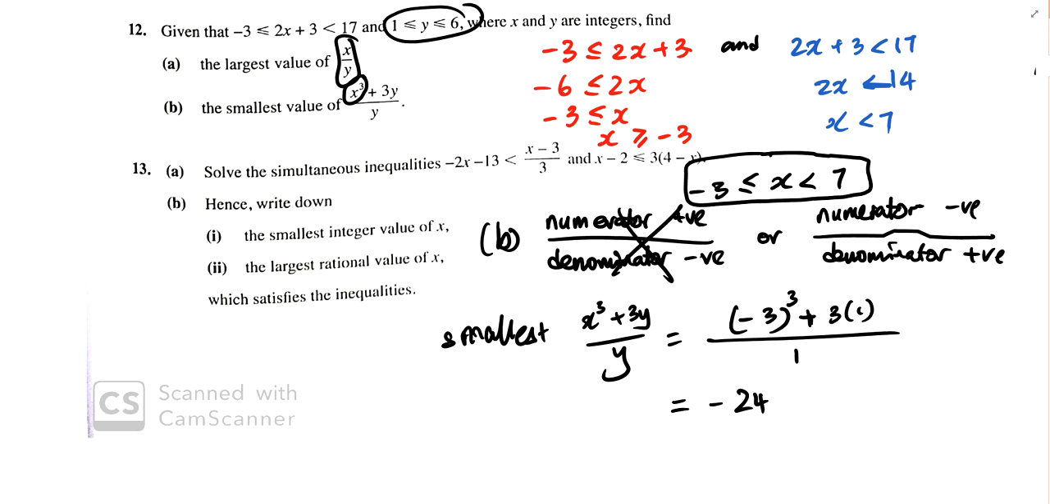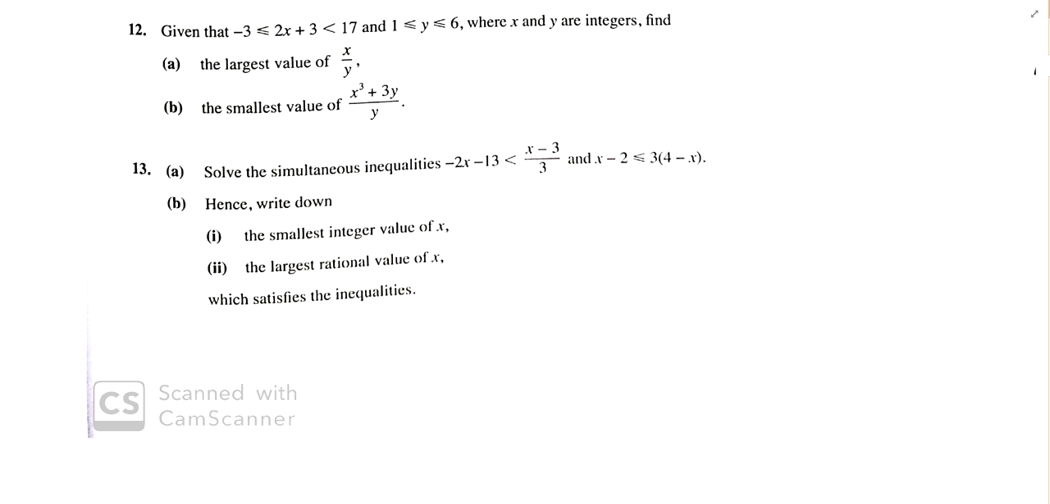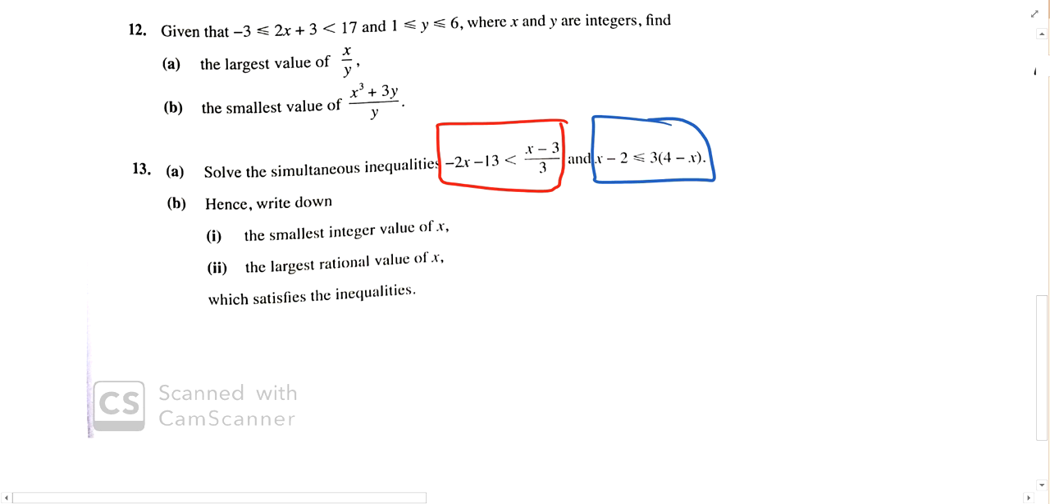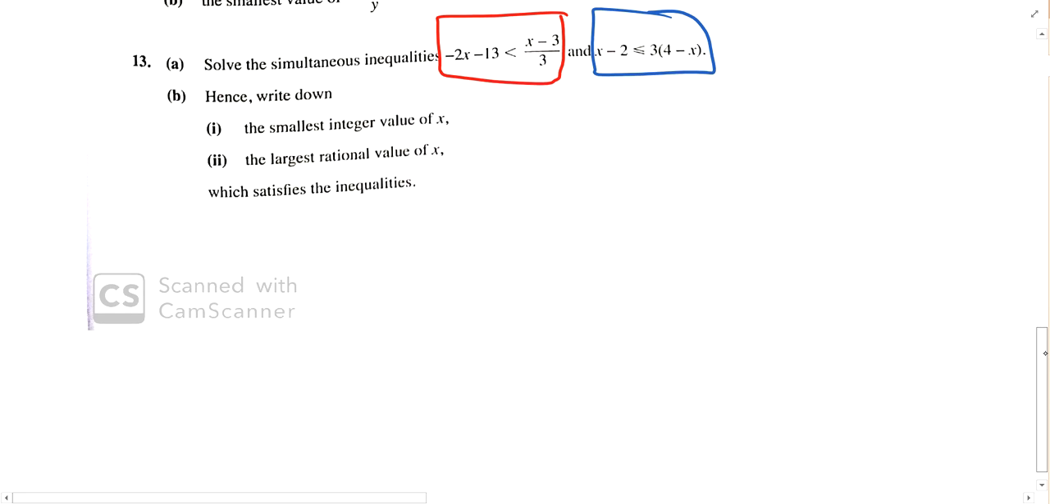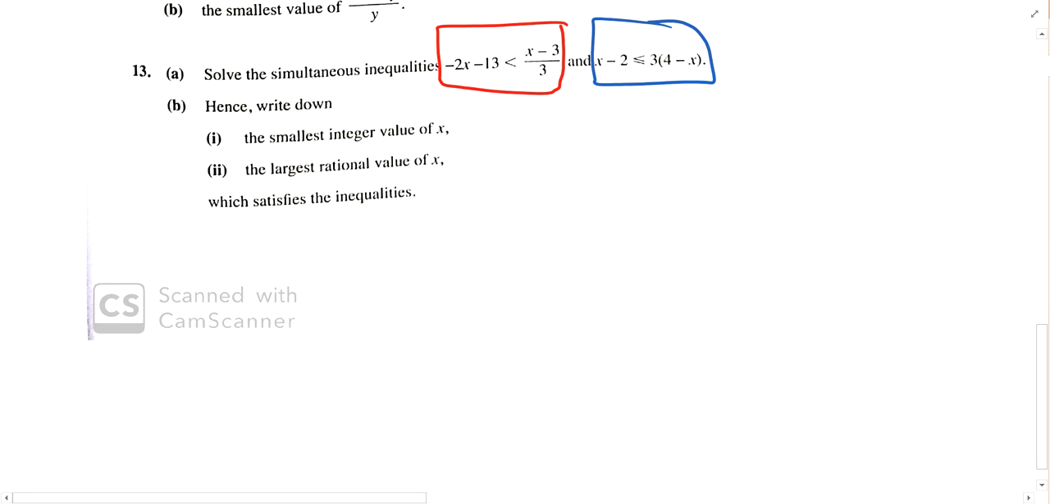Right, so now for question 13. Solving the simultaneous equation. Let's start with the red one. Later on we'll do the blue one. So in red, multiplying throughout by 3 because we want to get rid of that denominator over there. Get negative 6x minus 39 less than x minus 3. Okay, so now I'm going to add 6x to both sides, leaving with negative 39 over here plus 6x, we get 7x minus 3. Now add 3 to both sides.